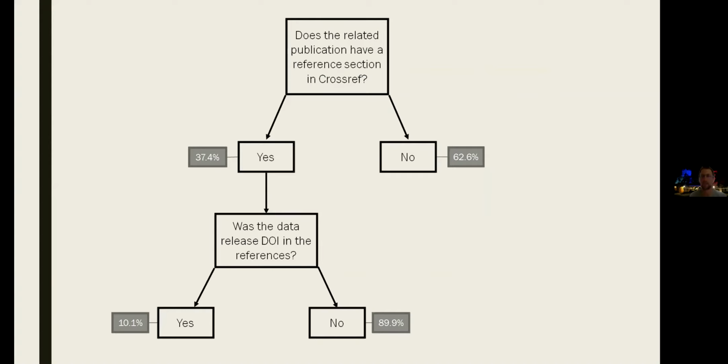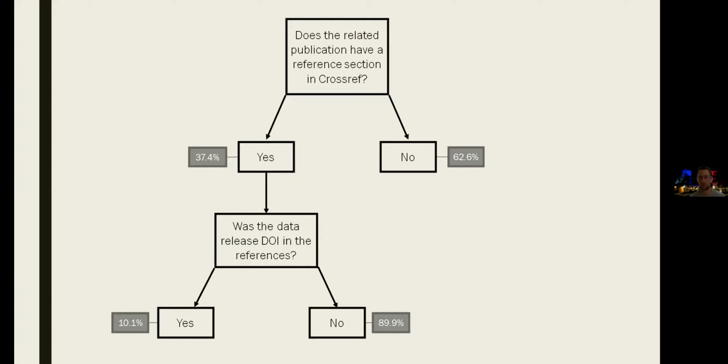This led us to the question: does the related publication have a reference section in Crossref? This was created with a Boolean statement of true or false. 62.6% did not have a reference section in Crossref, compared to the 37.4% that did. That led to the following question: was the data release DOI in the references? The answer was 89.9% no and 10.1% yes.